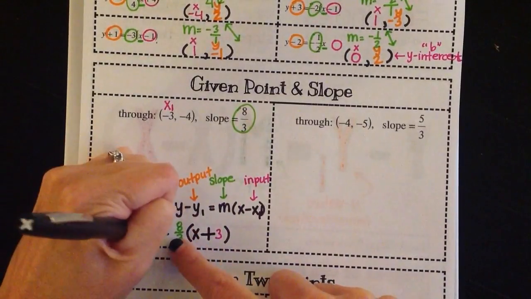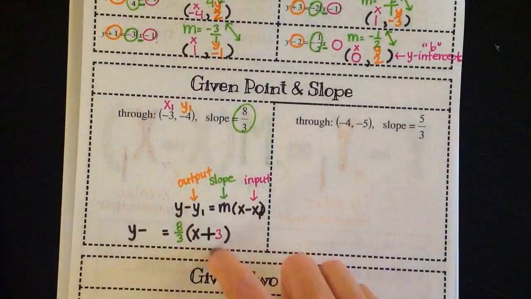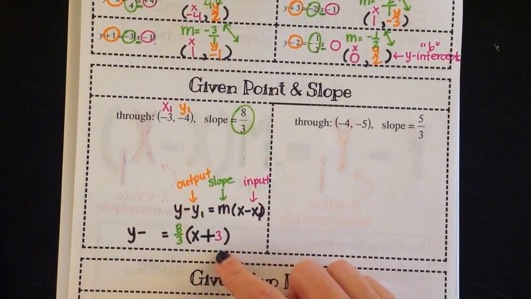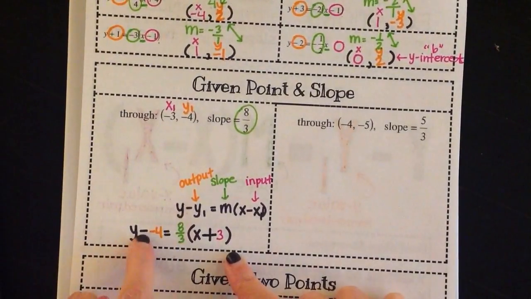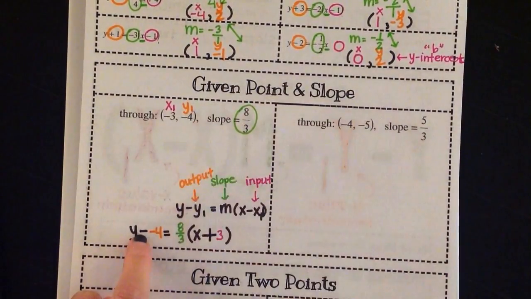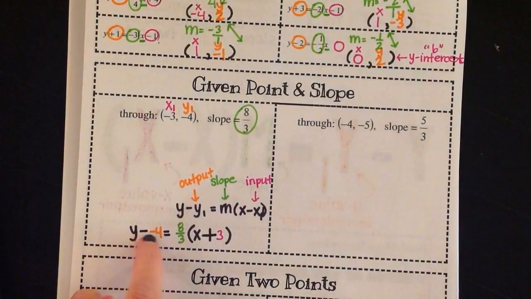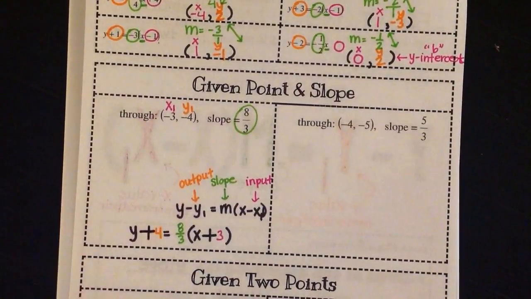Okay, now I'm going to take care of my output. So I'm going to have y minus, and now I need to figure out what my output is. Well, my output is my y value of the ordered pair, the second number in the parentheses. So I'm going to have y minus a -4, because remember that subtraction sign is not the negative sign on my output value. It's kind of like the slope. I still need to see the subtraction. However, we don't want to write our final answer with two operation signs. So minus a negative really means that I am adding 4.